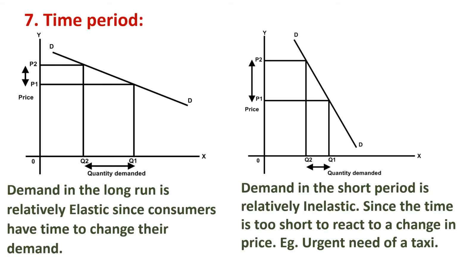The seventh factor affecting elasticity of demand is time period. Demand in the long run or long period is relatively elastic since consumers have time to change their demand, whereas demand in the short period is relatively inelastic since the time is too short to react to a change in price. Example, urgent need of a taxi. If a person is in urgent need of a taxi, maybe to go to GMC urgently, he will be willing to pay any price. His demand will not change much.